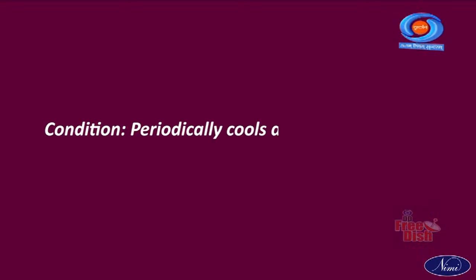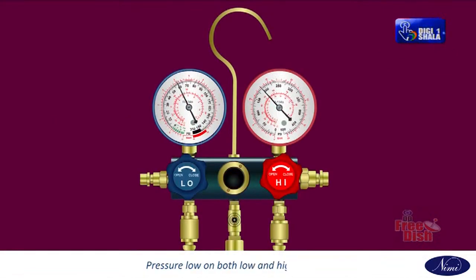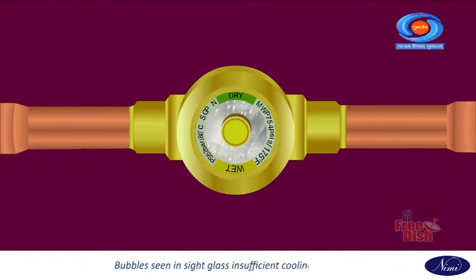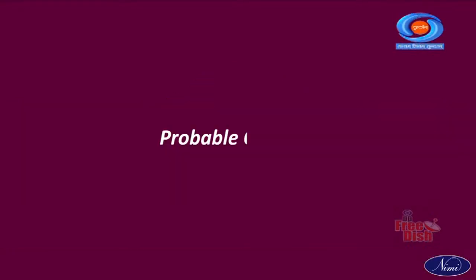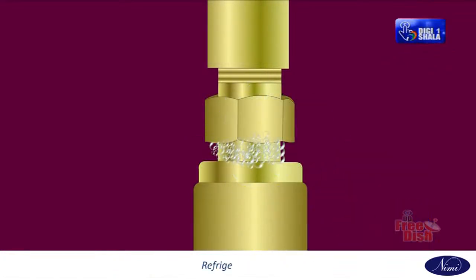Insufficient refrigerant. Condition: periodically cools and then fails to cool. Symptoms seen in the refrigeration system: pressure low on both low and high pressure sides. Bubbles seen in the sight glass. Insufficient cooling performance. Probable cause: gas leakage at some place in the refrigeration system.